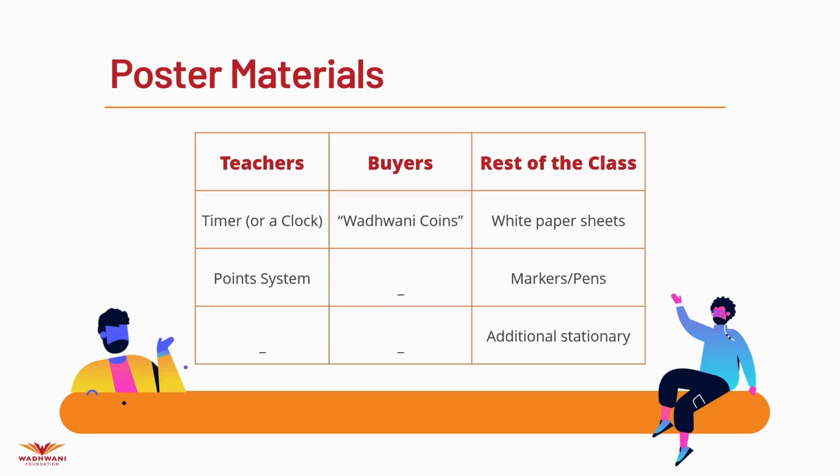Sellers: poster materials, tokens, timer or a clock, and point system. Buyers: Wadwani coins. Rest of the class: white paper sheets, markers or pens, and additional stationery.